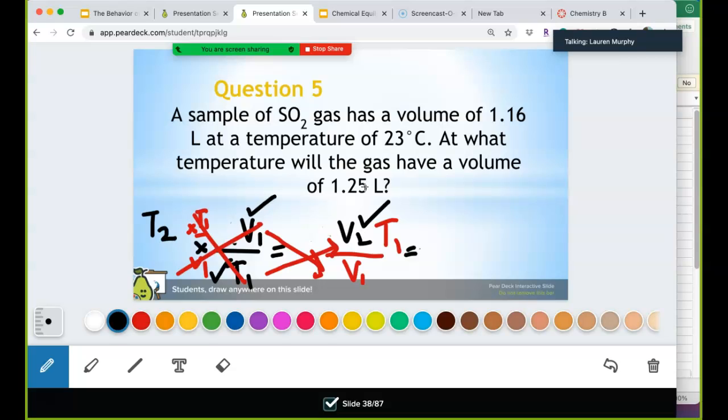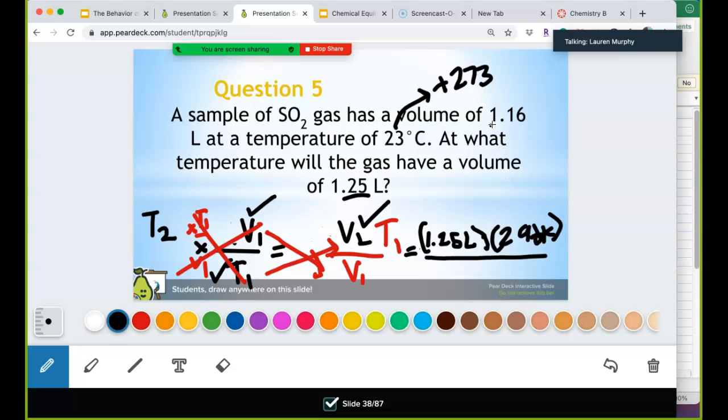So what is V2? V2 was 1.25 liters. That was the second volume given. What is T1? 23 Celsius. No. So you add 273 to it to get Kelvin. So 296 Kelvin divided by V1 is 1.16 liters. So liters cancel, and we're left with Kelvin, which is great because that is a unit for temperature.